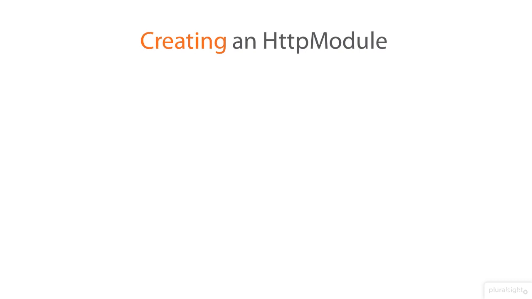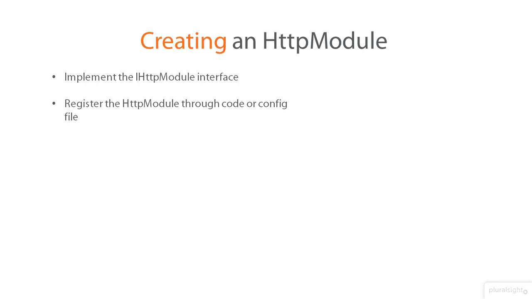Now, from a coding perspective, creating an HTTP module is actually pretty simple. All you need to do is create a class that implements the HTTP module interface, and then you just register your module with the application. Modules can be registered either through code or through the web.config. You can also streamline the registration process using that pre-application start method, which we discussed in the last module.